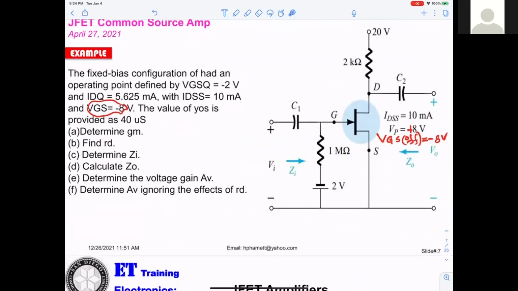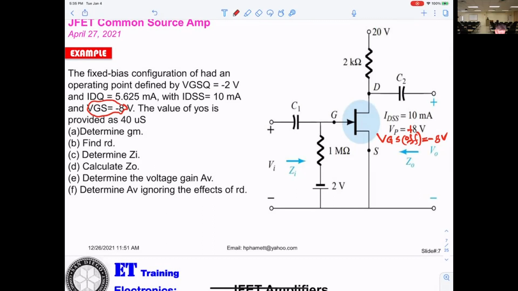If I could just ask any of the other students out there, what did somebody get for letter A? I think I got it wrong. Letter A says determine GM. What's the formula to calculate the GM? I wrote it down here somewhere. GM is equal to GM0 in parentheses, 1 minus VGS over VGS off. And there's no square.